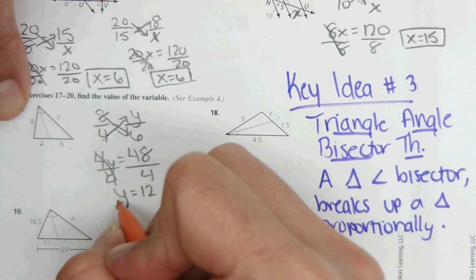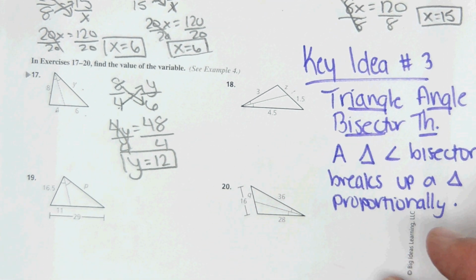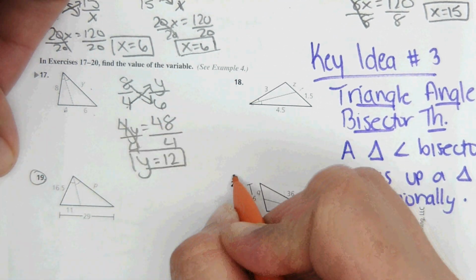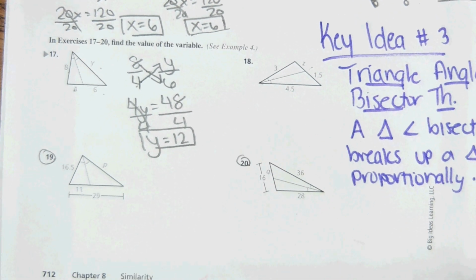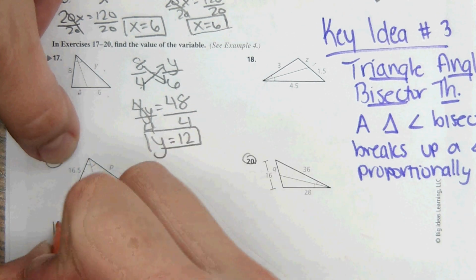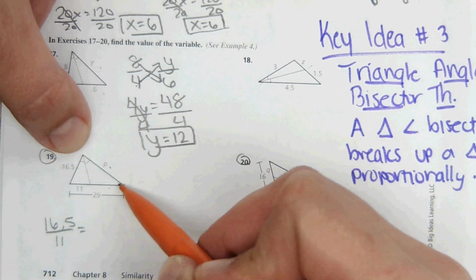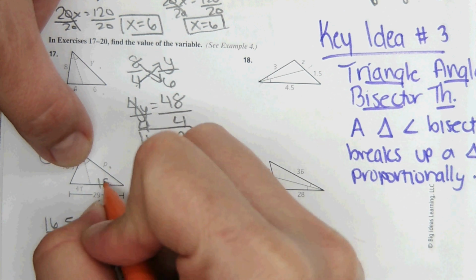4 times y is 4y. 8 times 6, 48. And y equals 12. We're going to skip number 18 because it's a pretty basic problem, but 19 and 20 bring about the what ifs, and it does come up on your homework like this sometimes.